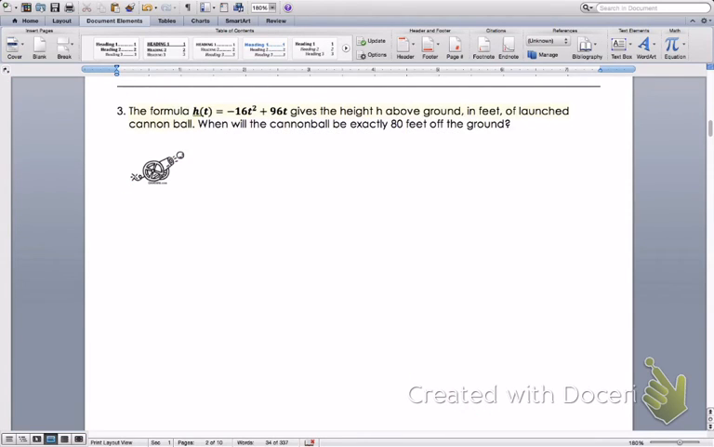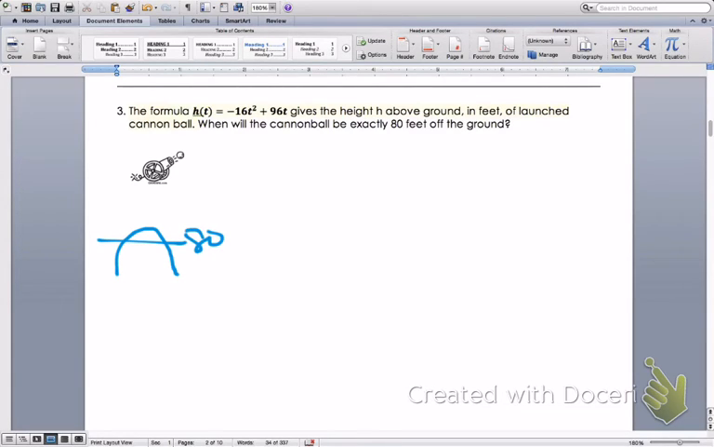All right, let's see what this last problem is asking us. This formula gives a height h above the ground in feet of a launched cannon. And when will the cannonball be exactly 80 feet off the ground? So let's say we have our cannonball. It shoots up, it comes back down. And I don't know if it's the maximum, so I'm going to assume it's going to be somewhere like right here. Let's say this is our 80 feet mark.